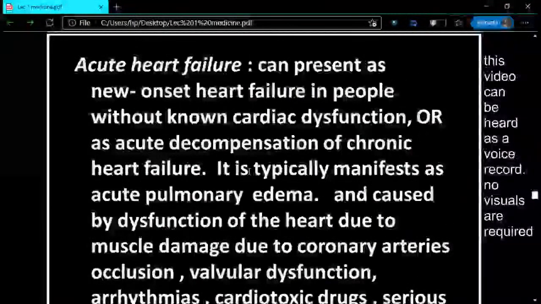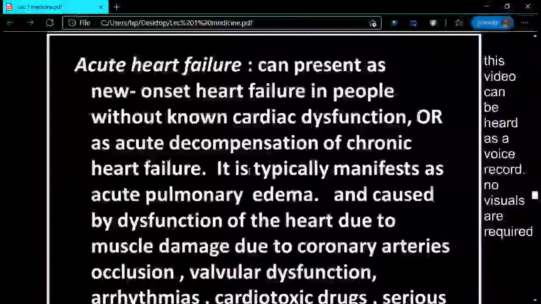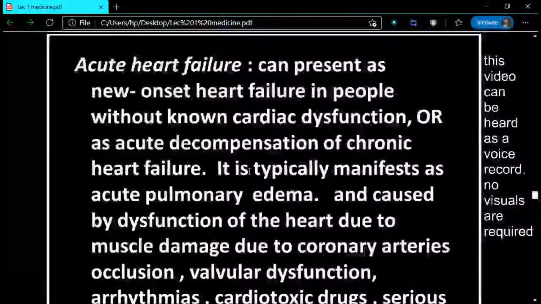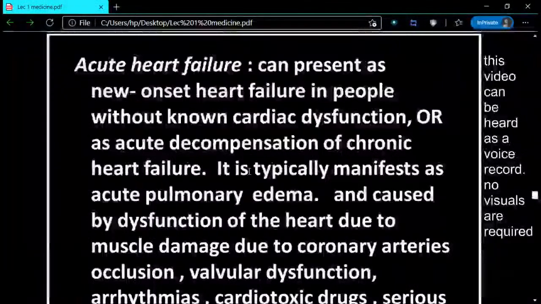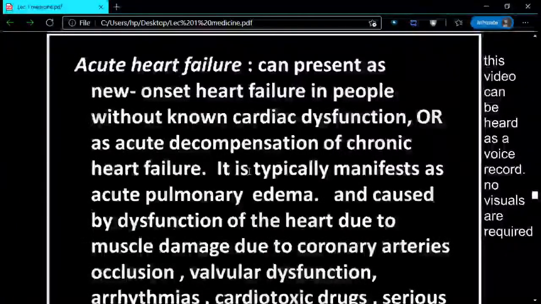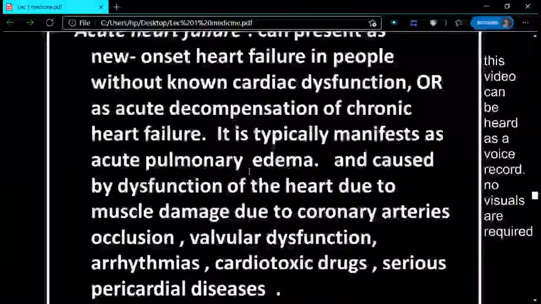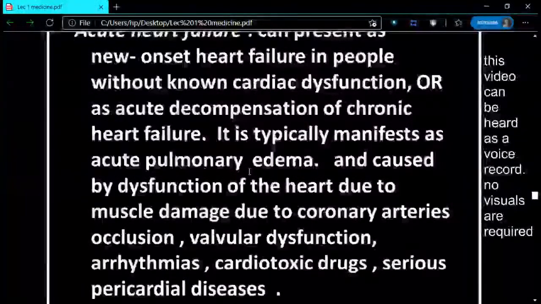Acute heart failure can present as new onset heart failure in people without known cardiac dysfunction, or as acute decompensation of chronic heart failure. It typically manifests as acute pulmonary edema.